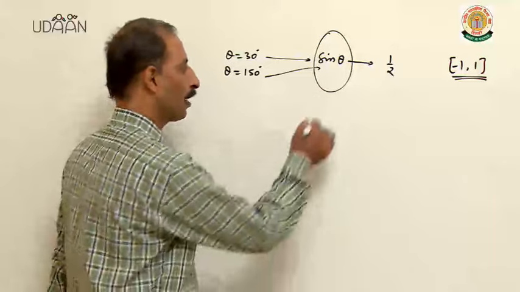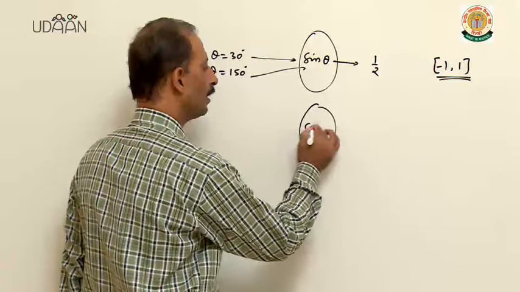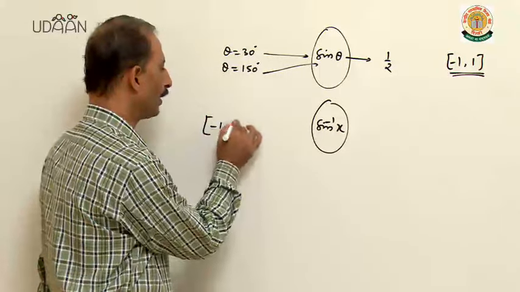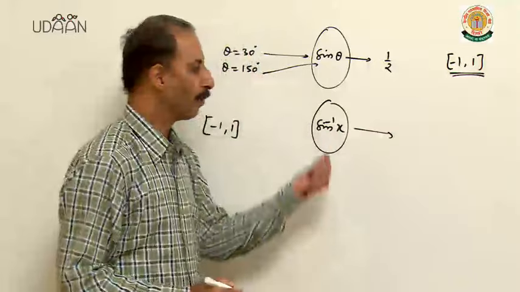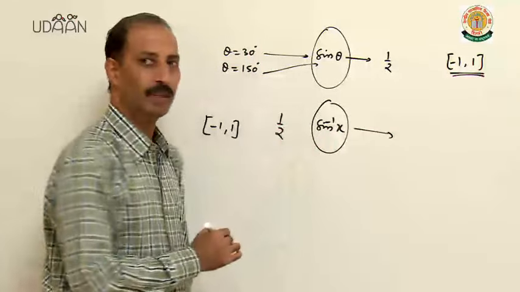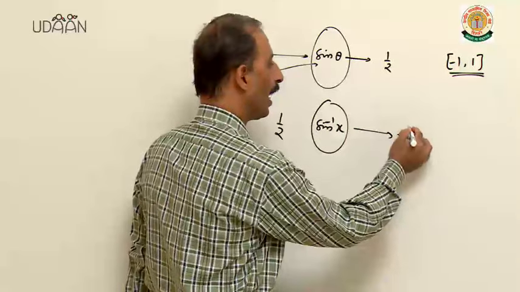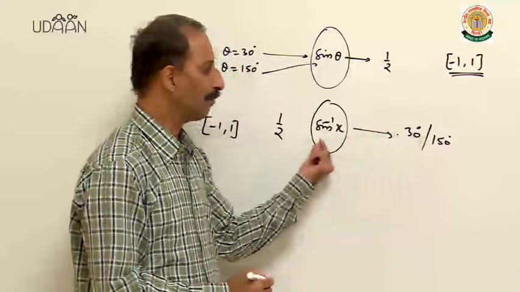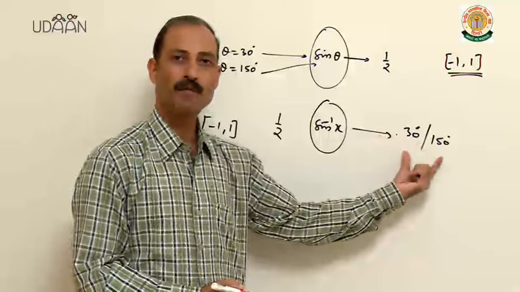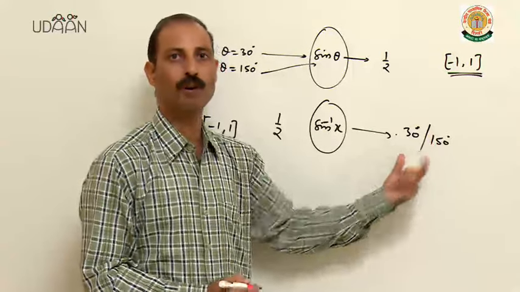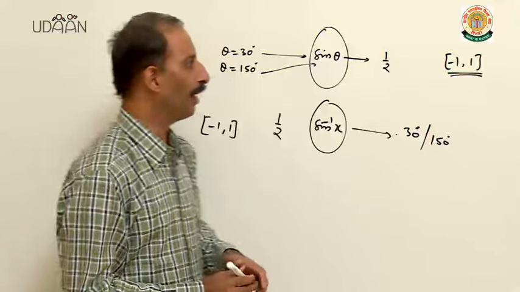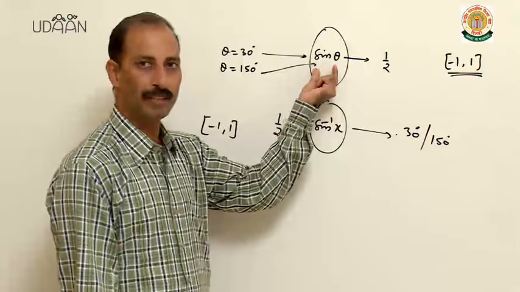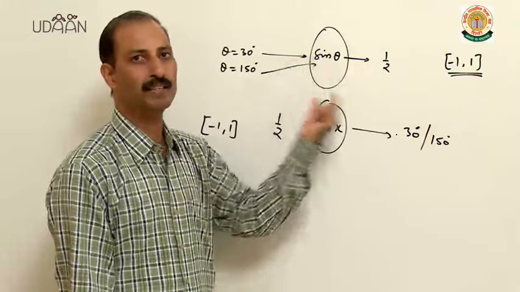Say in this case, if you take the inverse function, sine inverse x, the value of x from -1 to 1 we can take and get an output. Suppose you are taking x as half, then what is the output here? Either 30 degree or 150 degree. There is a confusion. So this type of function has no inverse. First of all, we have to restrict the domain so that this function becomes bijective. To make the function bijective, only then can we find its inverse.